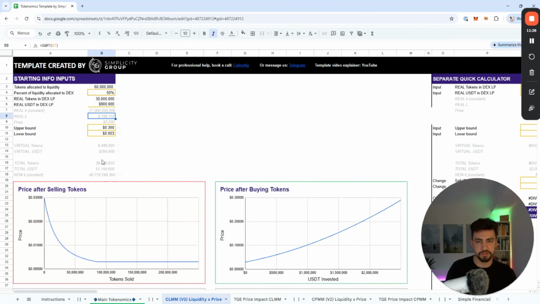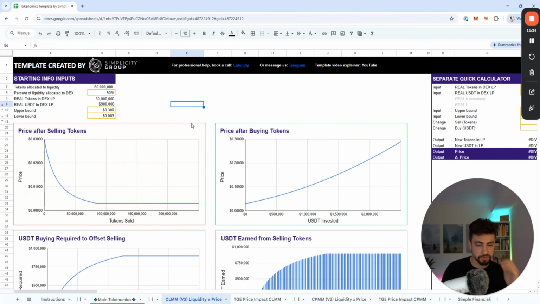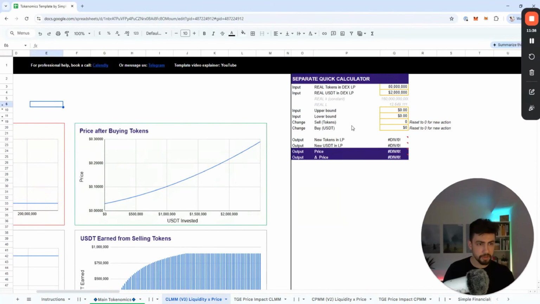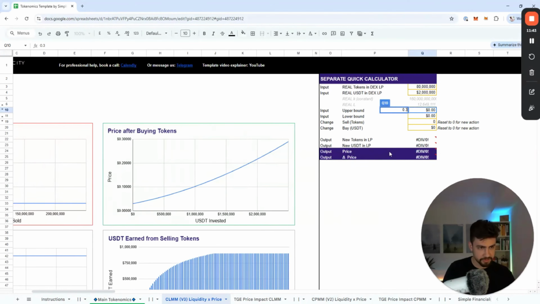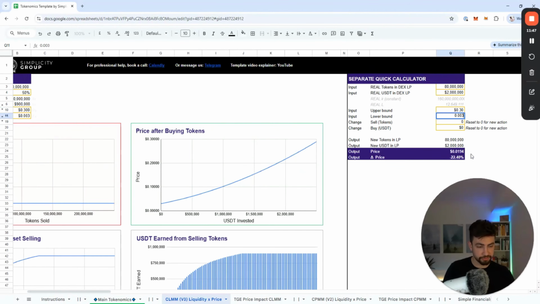So just ignore these. This is where the maths comes in for calculating the price and the liquidity in a V3 concentrated liquidity market maker. But yeah, so the price was 2.5 cents. So let's say the upper bound is, let's make it the same. Let's make the upper bound 30 cents, sorry. And let's make the lower bound 0.003. Actually, no. We can't do that because the price is already lower. Was it lower? Oh, no, it was 2.5 cents. Yeah, okay, there you go, that's fine.